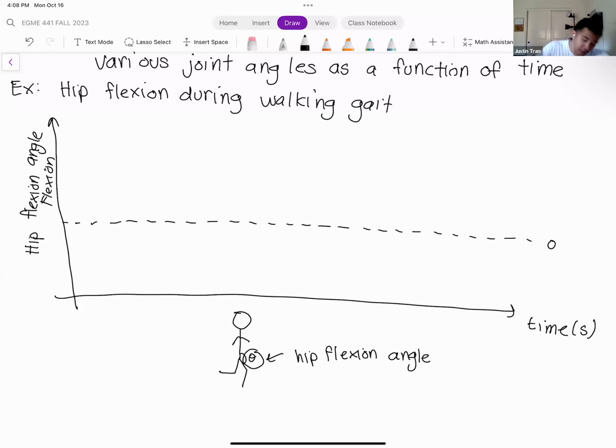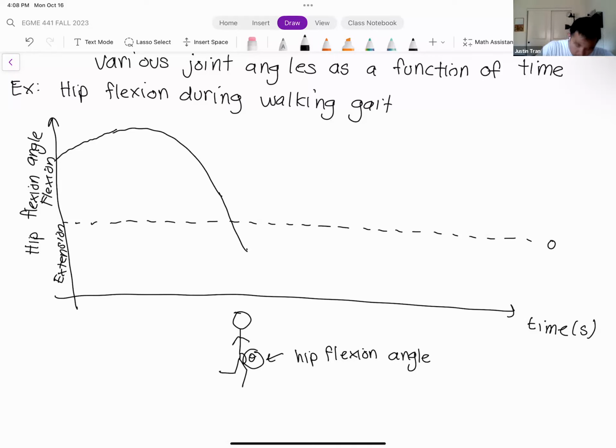And then anything below this line, the knee will be in extension. All right, and so the curve for the hip flexion angle as a function of time for walking looks something like this. The hip starts usually flexed, and then it goes down during the stance phase, because when you're in the stance phase, your foot is planted on the ground and your hip is kind of maximally extended.